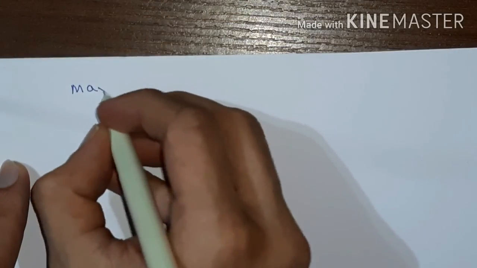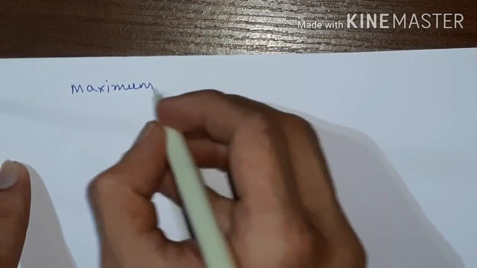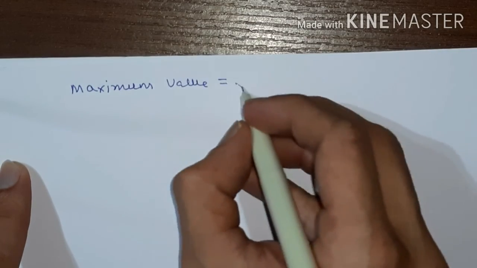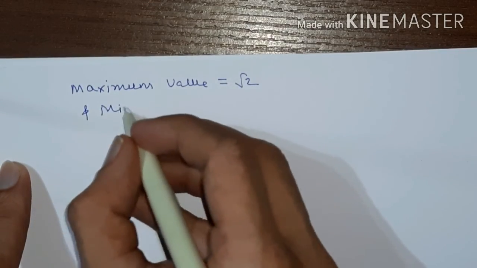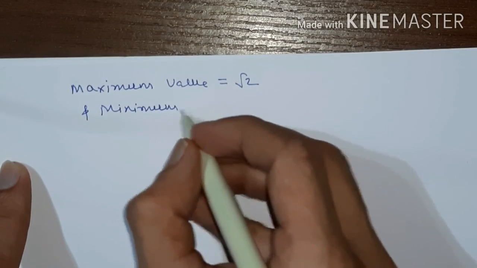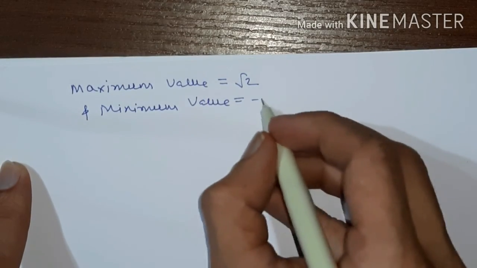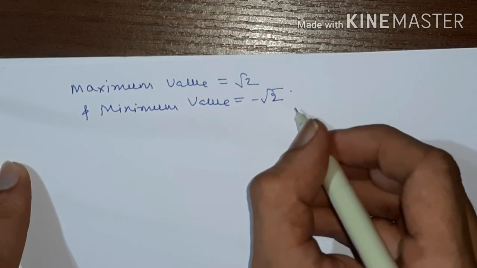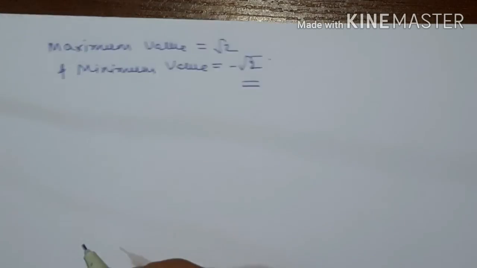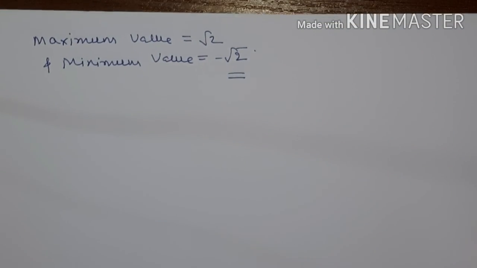So the maximum value is root 2 and the minimum value is minus root 2. Okay, so that is the solution for the 8th problem.